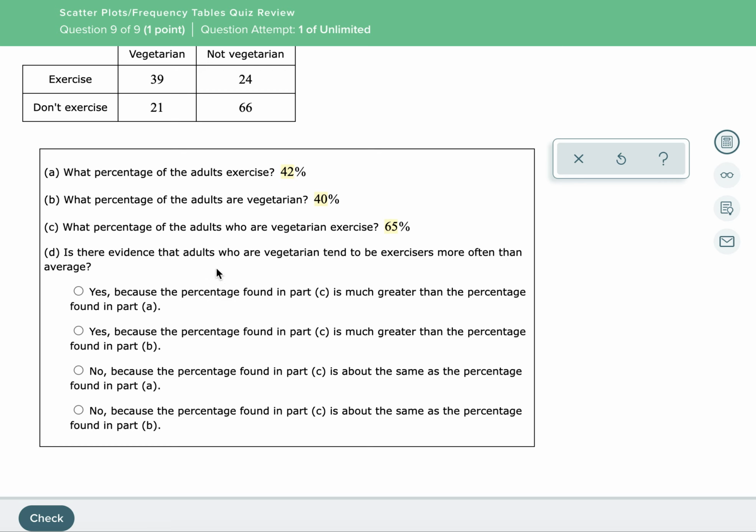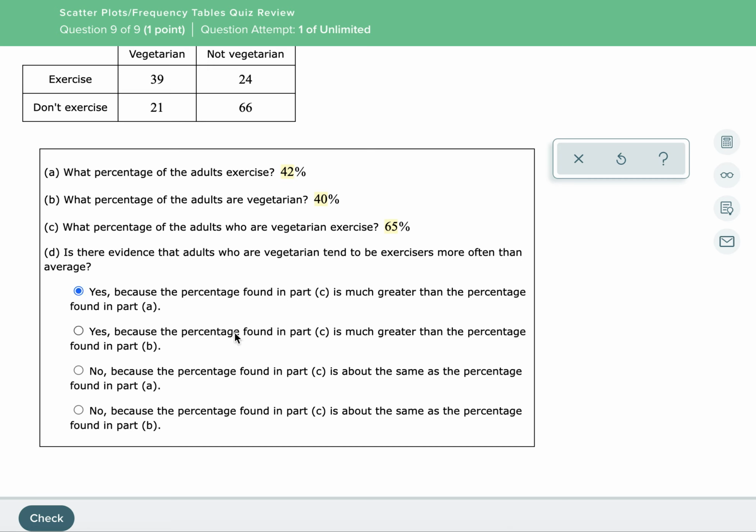All right? So is there evidence that people who are vegetarian tend to be exercisers more? Well, 65 is quite a bit higher than 42. So yeah. And so let's look at our reasons. It says because the percentage found in part C is much greater than the percentage found in part A. And that is going to be our answer for this one.